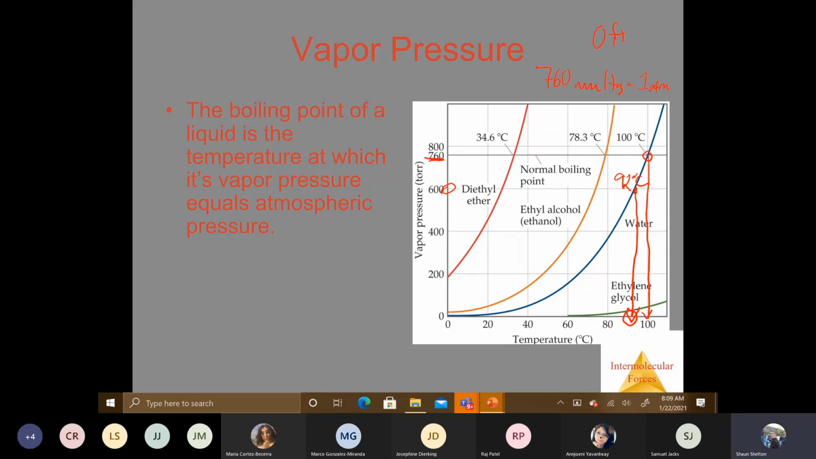Now the other liquids see the same trend. All right, so you have ethanol, which has a lower boiling point at normal pressure, and then diethyl ether, which is 34.6 at normal pressure.